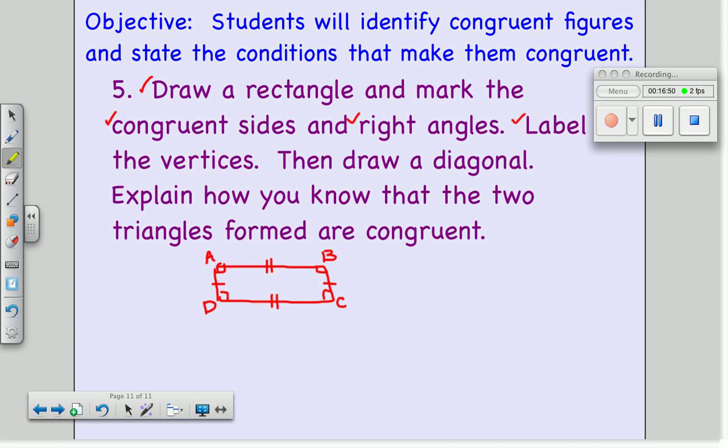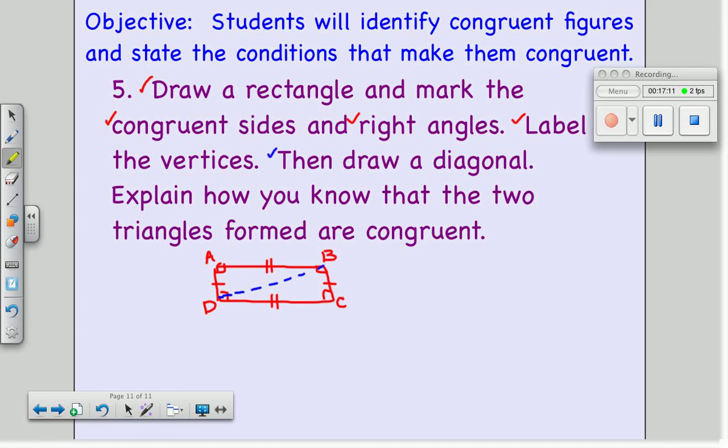Draw a diagonal. Diagonal line, okay? Draw a diagonal line from B to D, or from D to B, it doesn't matter either way, or from A to C, you can also draw a diagonal. So, diagonal. Here we go. Okay? Check.